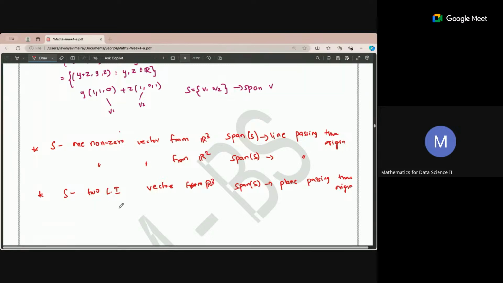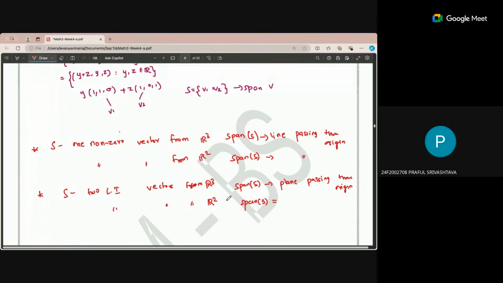Now, what about two linearly independent vectors from R2? Then span of S is? Can you tell? What is the span of any two linearly independent vectors from R2? Line. Line passing through origin.